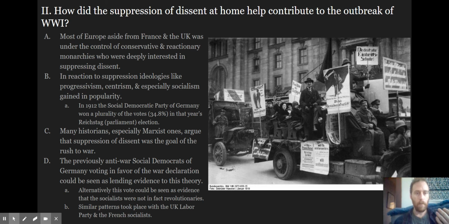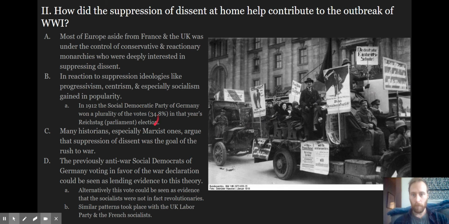The monarchy of Germany was so worried about this that there are many historians who believe, especially, this is a very Marxist argument, that the suppression of dissent against the monarchies of Europe helped push them into war. And there's some evidence of this based on the reaction that these social democrats in Germany in particular had.